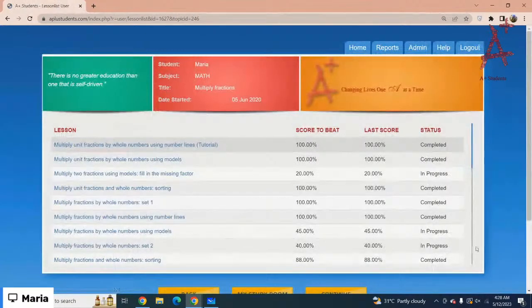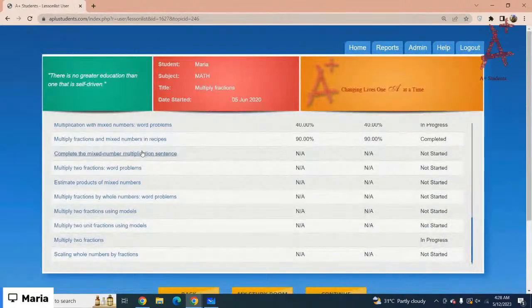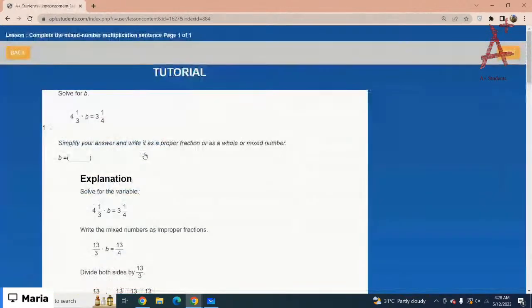Okay, let's just start with the next lesson. It would be complete the mixed number multiplication sentence.